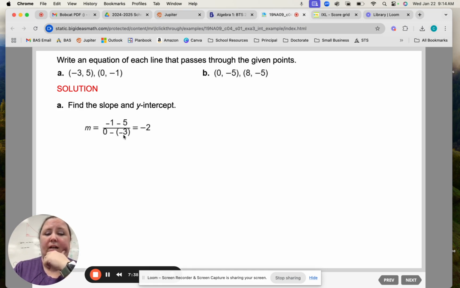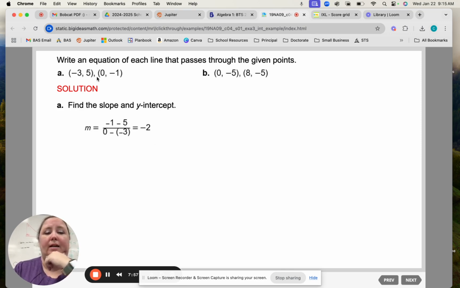When I have a negative negative, what is this? A positive. They go together and make it a positive on the bottom. So negative 1 minus 5 becomes negative 6 over 3. Negative 6 divided by 3 is what? Negative 2. So we have our slope.